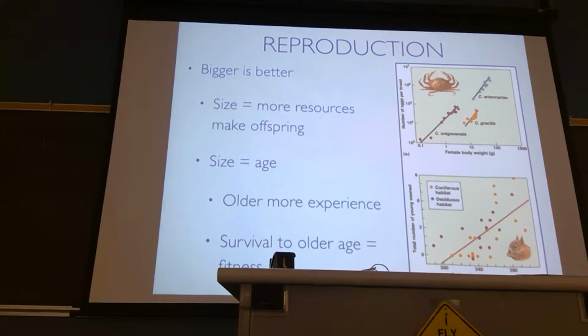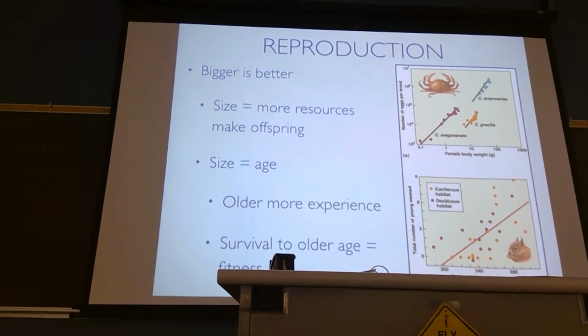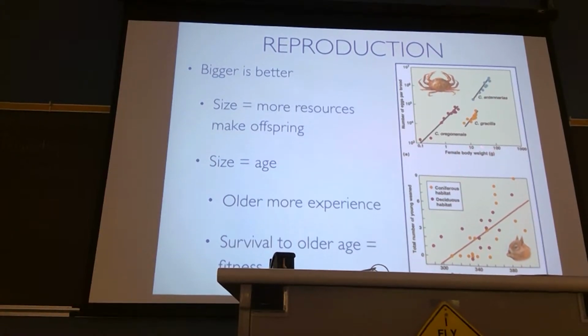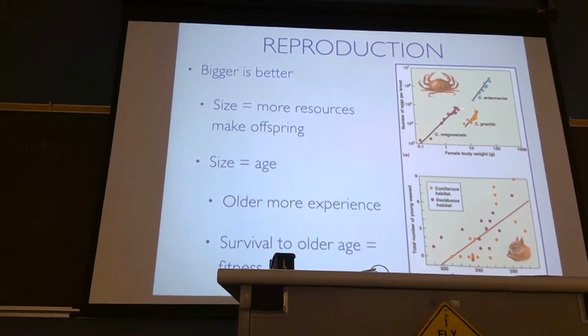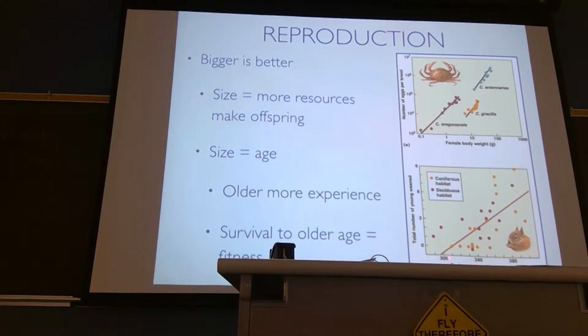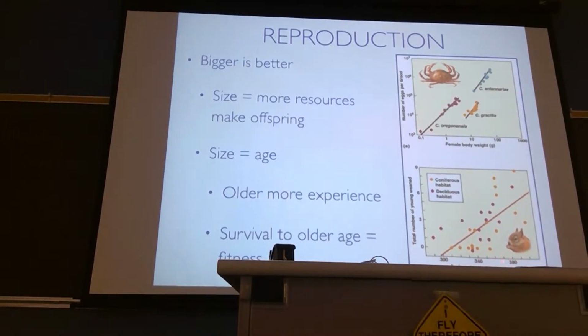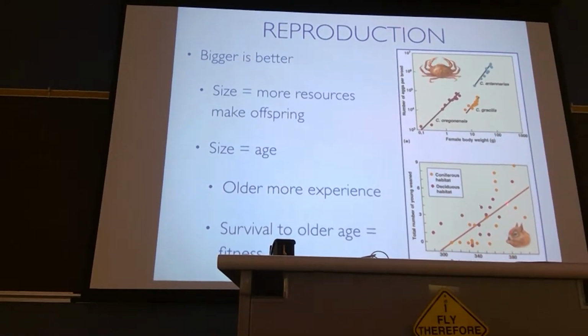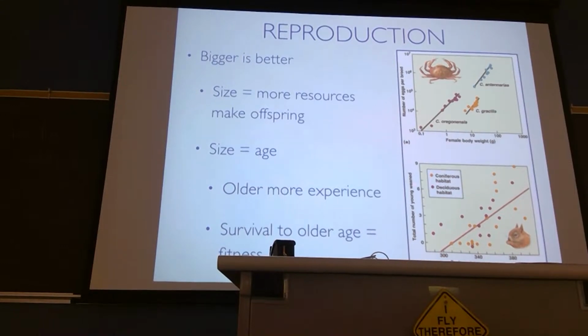Here again, we're looking at crabs, three different species of them. We see that as the female body weight increases, the number of eggs that she produces also increases. The same thing happens in these cute little squirrels. Regardless of what habitat they're in, as they get older and bigger, the biggest ones at the same age are definitely able to raise the most offspring.